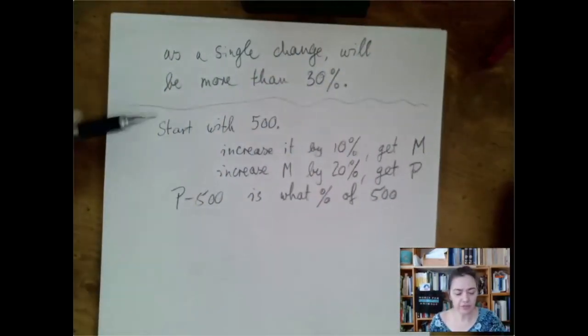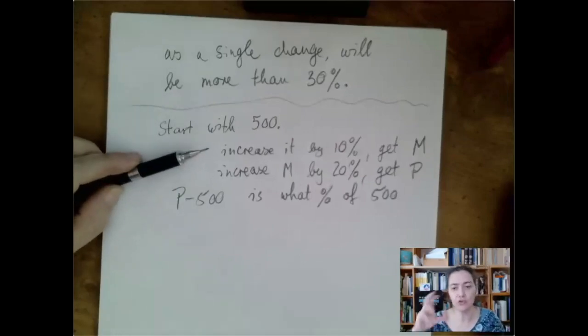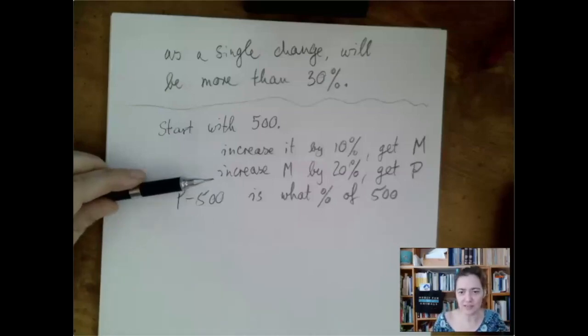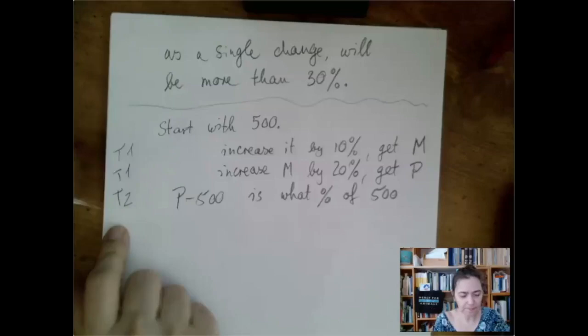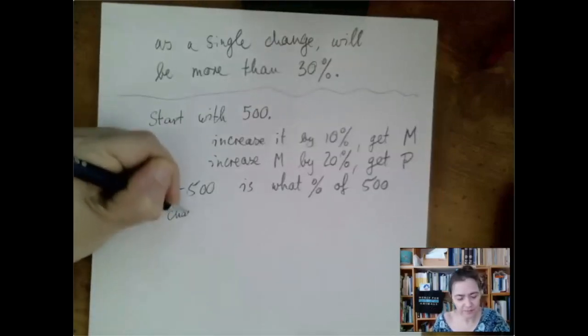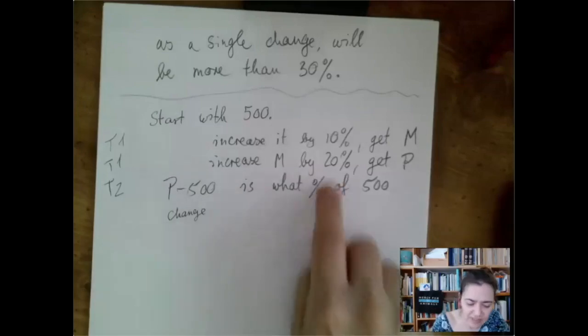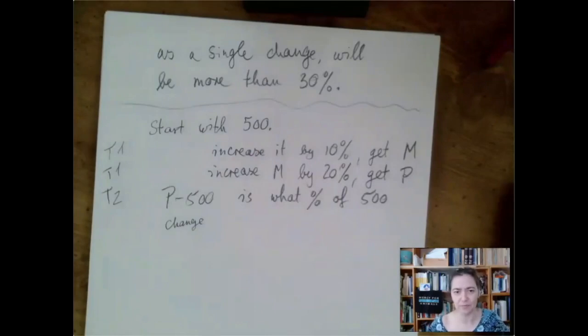So we're gonna just follow the numbers. We're gonna take 500, increase it by 10%. Then that new quantity, we're gonna increase it by 20%. And then the number that we get, we're gonna compare that change from 500 and express it as a percent. This is gonna be type 1, type 1, type 2. This is the change. The change is what percent of the original, right? And the whole thing is tricky because that 20% is not going to be 20% of 500. It's going to be 20% of a higher number.